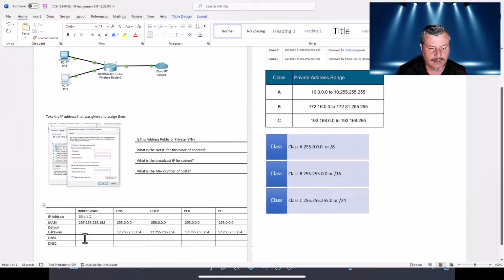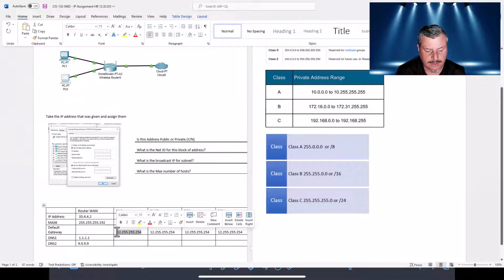Here we have the DNS, so that's going to be 1.1.1.1 and then 9.9.9.9. That is for the router. And then for the rest of us, for DNS, we're going to use this address, because this is where the DNS server and the DHCP server are going to be. So again, that is going to be our DNS.